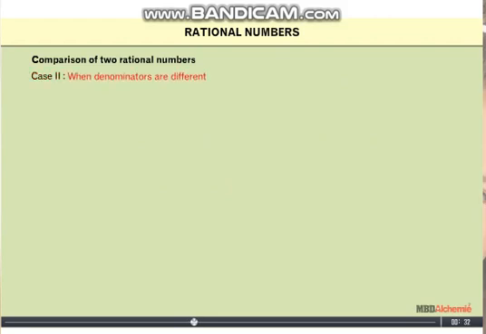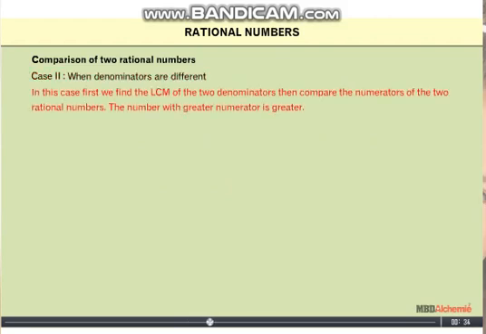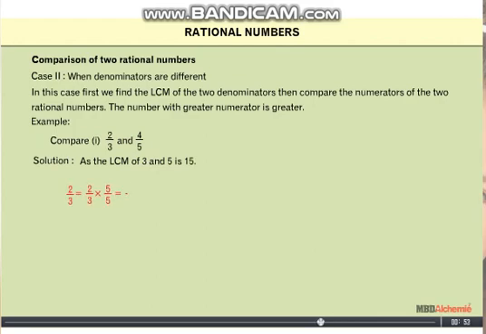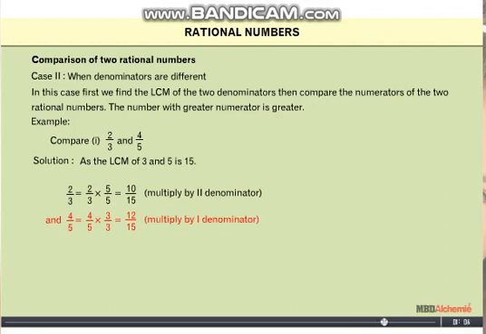Case 2: when denominators are different. In this case, first we find the LCM of the two denominators, then compare the numerators of the two rational numbers. The number with the greater numerator is greater. Here is an example. We need to compare 2 by 3 and 4 by 5. As the LCM of 3 and 5 is 15, we multiply 2 by 3 by 5 and get 10 by 15, and 4 by 5 by 3 gives 12 by 15. Now, as 12 is greater than 10, we have 4 by 5 is greater than 2 by 3.